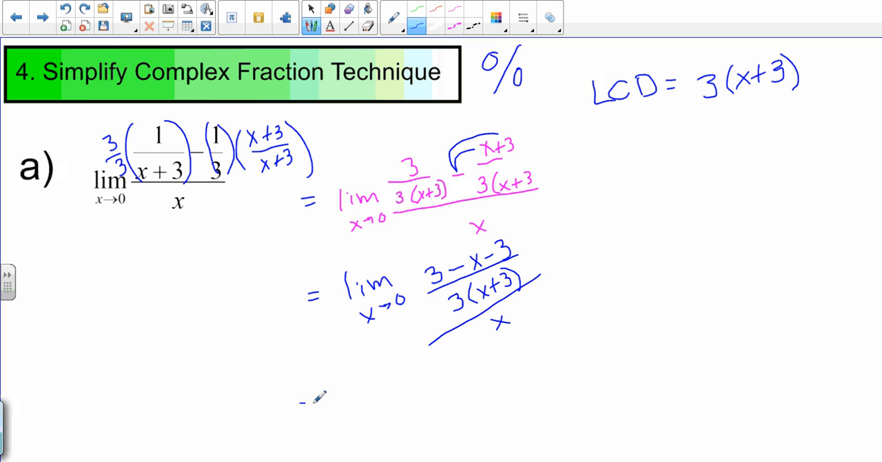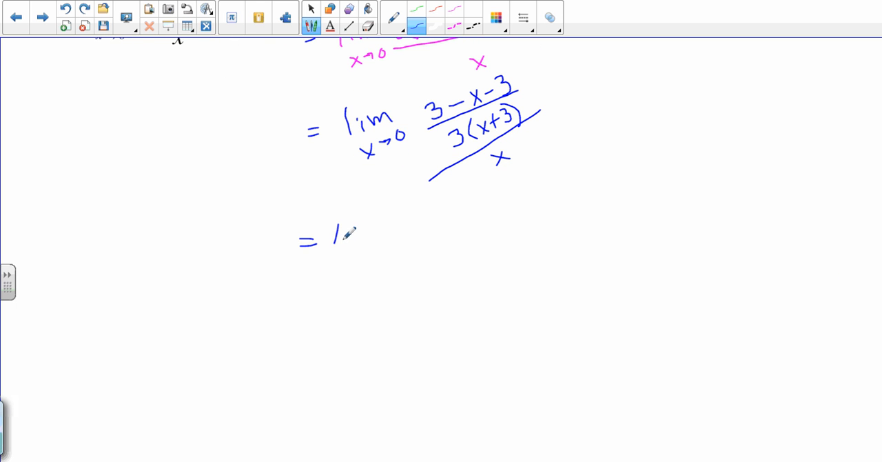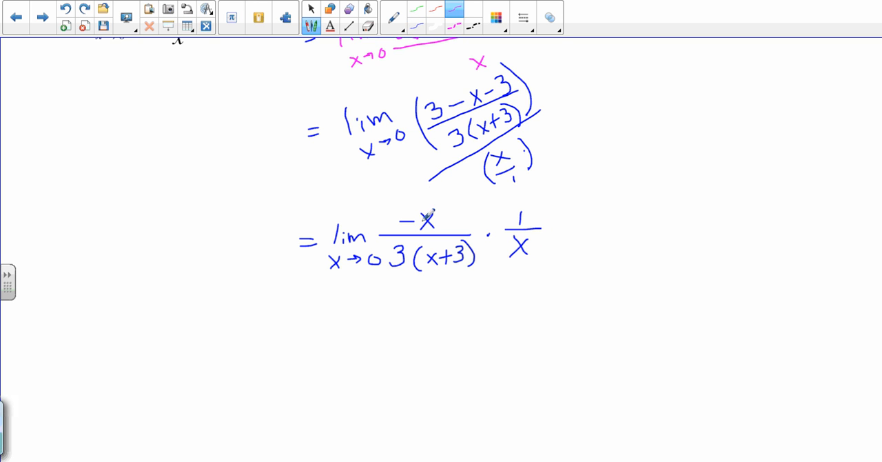And I would have, let's scroll this, the limit as x approaches 0. On top, it's going to be negative x over 3 times x plus 3. Multiplied, think of this as being over 1. So I've got a complex fraction, numerator, denominator, numerator, denominator. Multiply by the reciprocal, change the division to multiplication. Now it appears that this x can cancel that x.